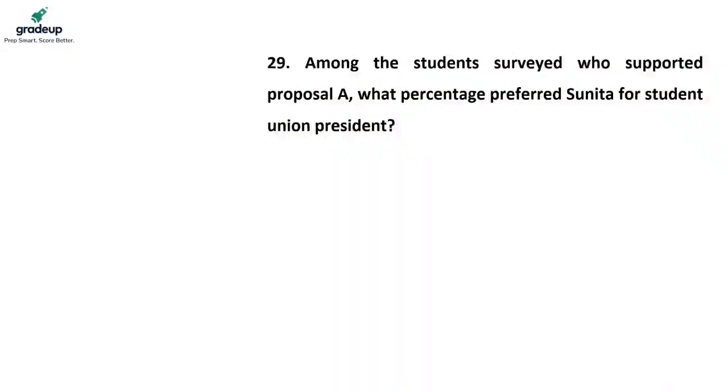The first question. Among the students surveyed who supported proposal A, what percentage preferred Sunita for student union president? I believe we had calculated that, right? Out of A, the total number of people is 250. How many of them preferred Sunita? Can I say it is 160, right?